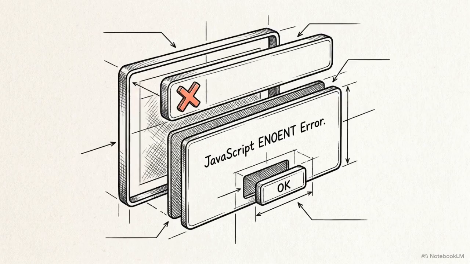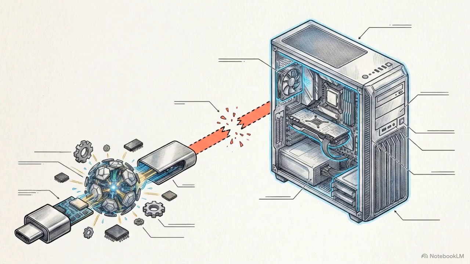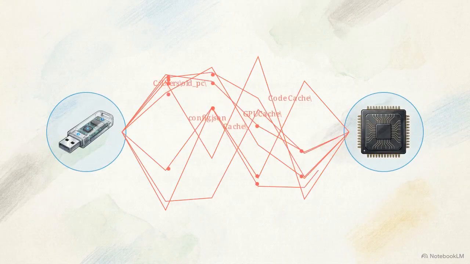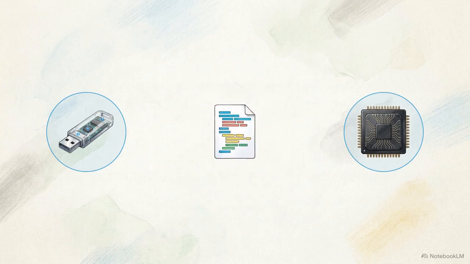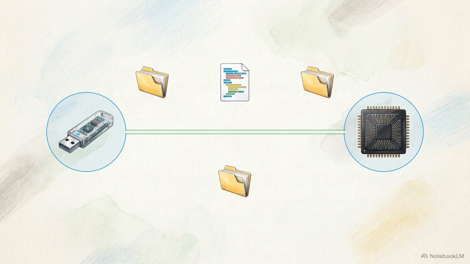When you run the launcher on a new machine for the first time, you will likely see a JavaScript ENOENT error. This happens because the chat interface is looking for the file path from the previous computer. To fix this, simply close the error window and double-click the launcher script again. The script is programmed to detect the failure, automatically wipe the stale path caches, and instantly realign the directories to your new PC.